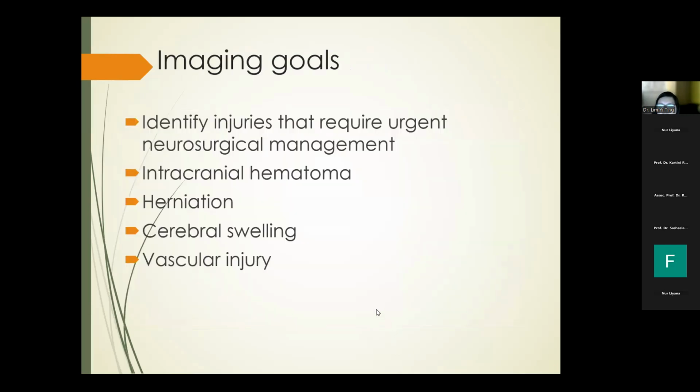So what are the goals of the imaging in traumatic head injury? First, we want to identify any injury that requires urgent neurosurgical management. We want to look for any presence of intracranial hematoma and want to see whether there is a brain herniation due to the raised intracranial pressure. And we want to see whether there is any cerebral edema and also vascular injury.